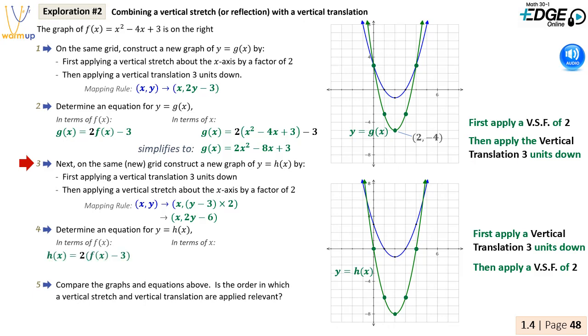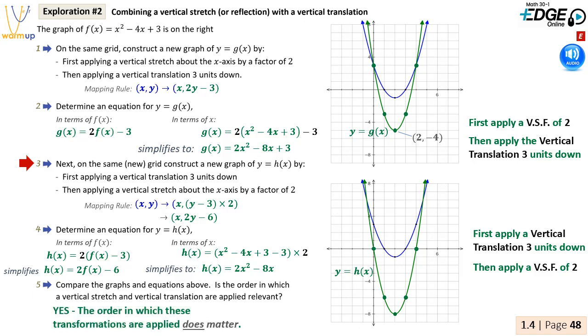Writing this in terms of f of x, we would get 2 times the translated f of x, which is to say f of x minus 3, which means that we have 2f of x minus 6. In terms of x, we again replace f of x with its original expression of x squared minus 4x plus 3, and simplify to g of x equals 2x squared minus 8x. Excuse me, h of x equals 2x squared minus 8x.